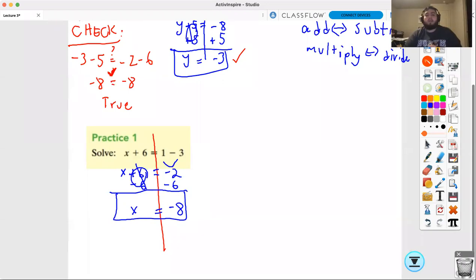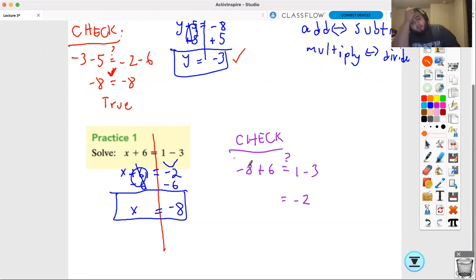Now, do we know if this is correct? No, right? We want to check our work. So we're going to do check. It'll be -8 plus 6 equals question mark, 1 minus 3. Well, we know 1 minus 3 is -2. Let's simplify the left side. You owe me $8, but all you have was 6. You're still going to owe me 2. So this is true. So this is correct.